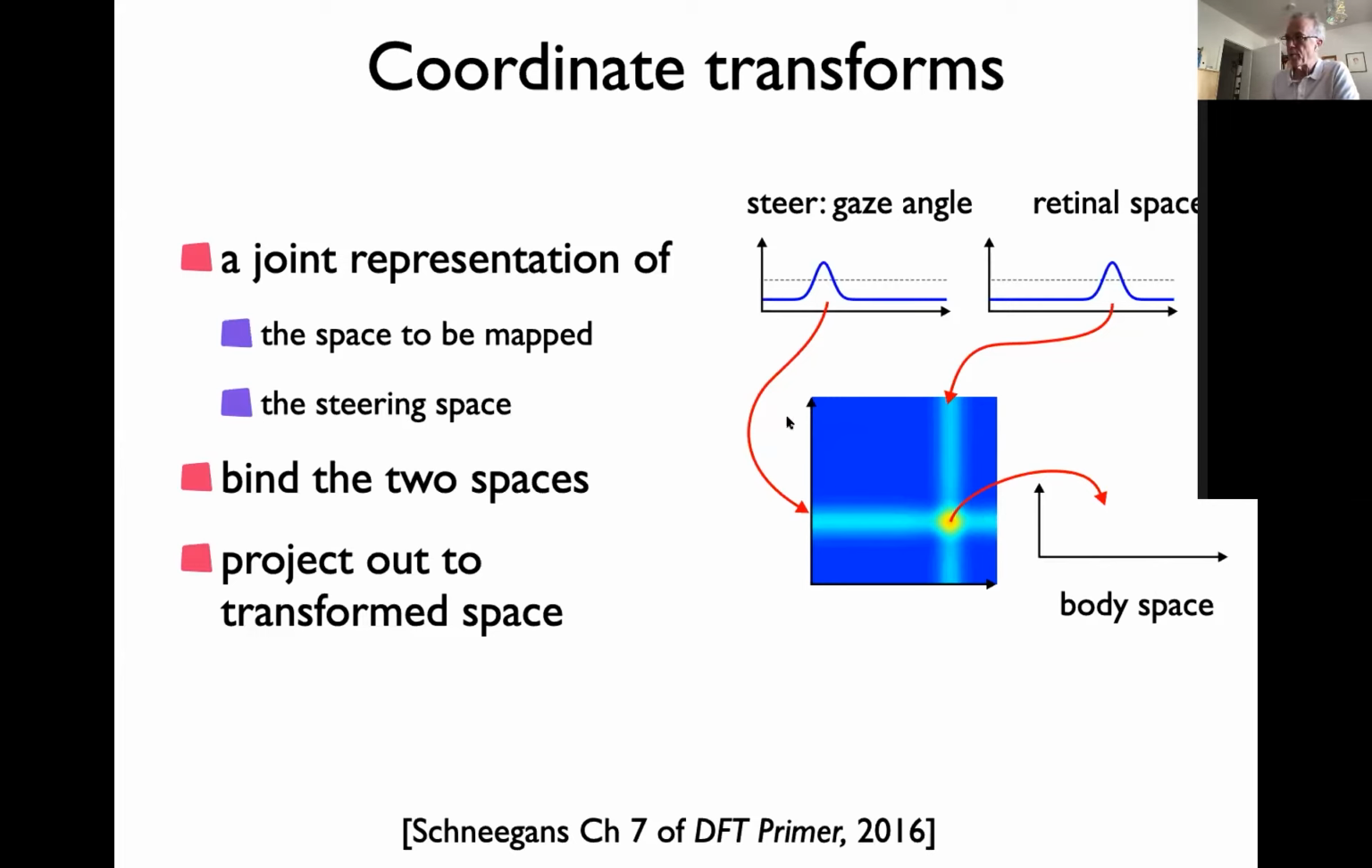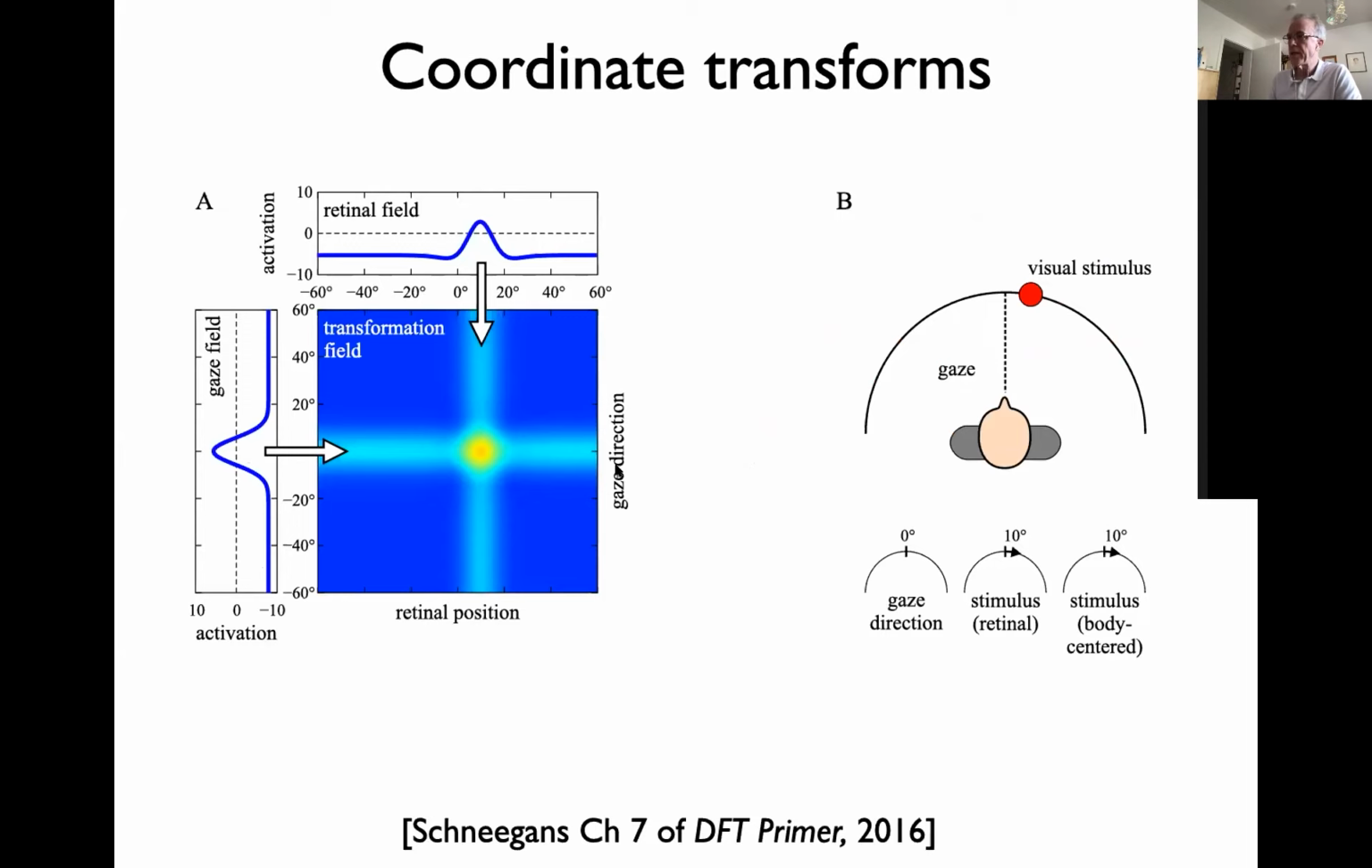So the bound representation is essentially just a higher dimensional field that has as one dimension the steering variable, and as the other dimension whatever you want to transform. So going back to this eye movement case, we will think of the thing we want to transform being the retinal space, and the steering dimension being the gaze direction. And for now, I'll just do both of those one-dimensional. We'll come back to the issue later.